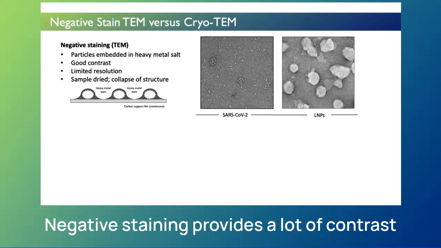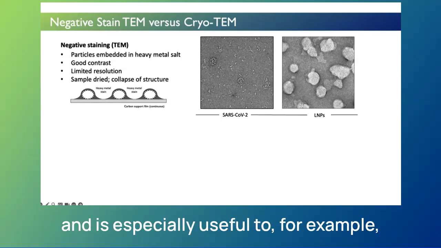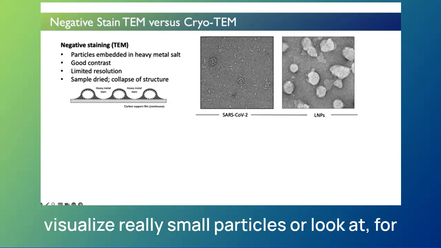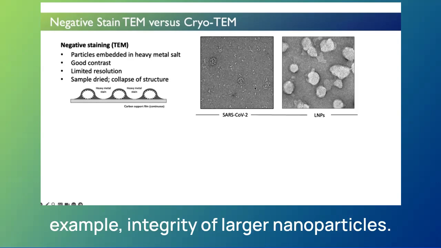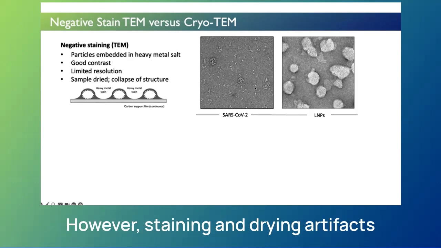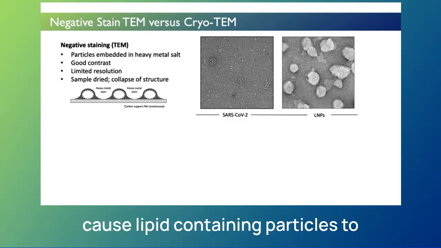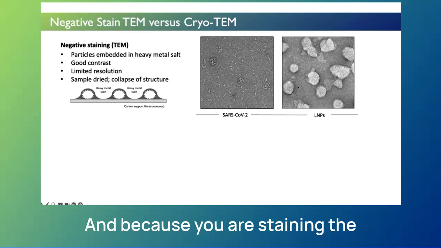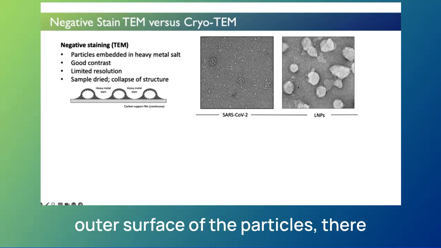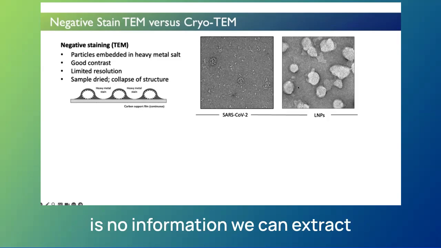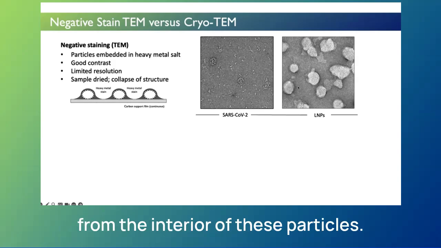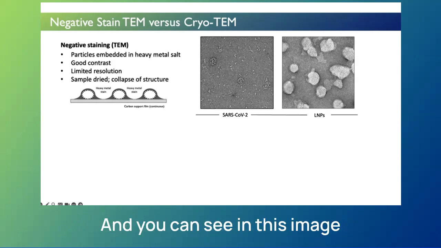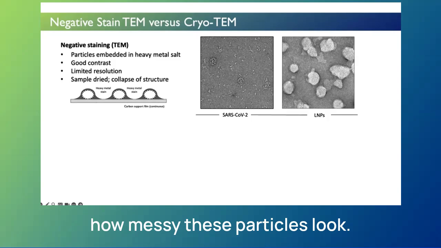Negative staining provides a lot of contrast and is especially useful to, for example, visualize really small particles or look at, for example, integrity of larger nanoparticles. However, staining and drying artifacts cause lipid-containing particles to lose their original shape and size. And because you are staining the outer surface of the particles, there is no information we can extract from the interior of these particles. And you can see in this image how messy these particles look.